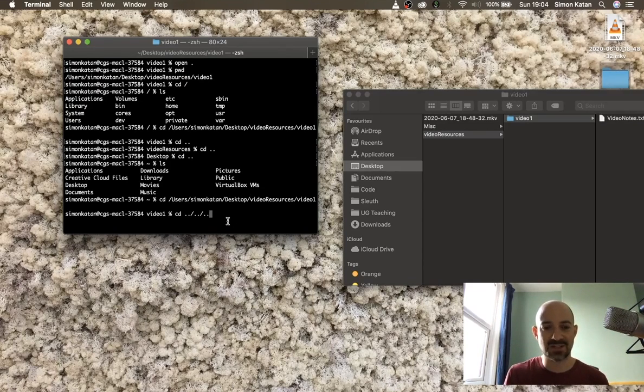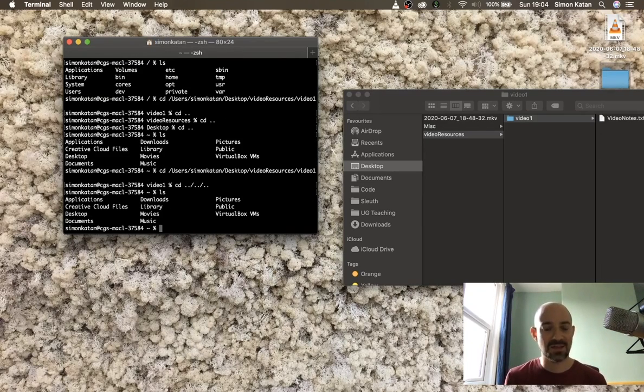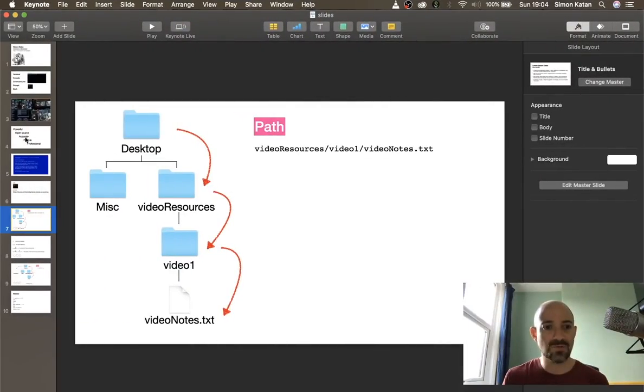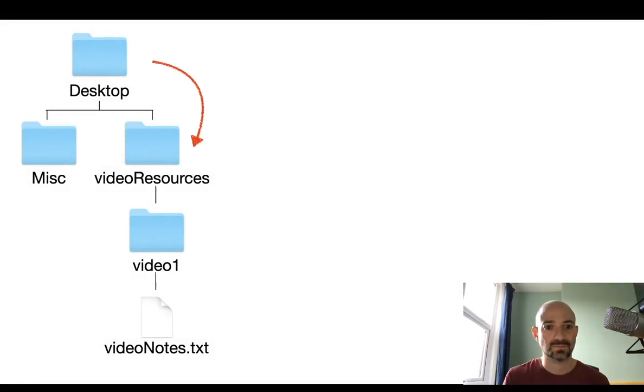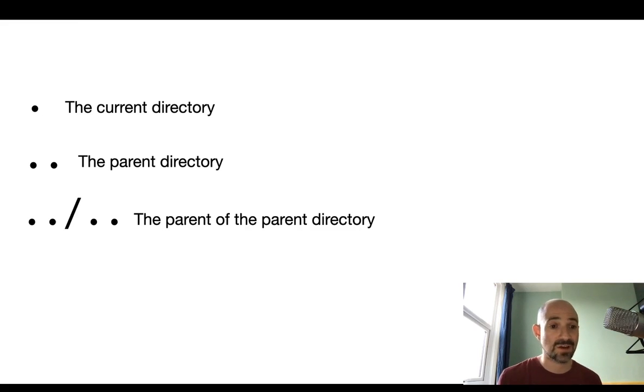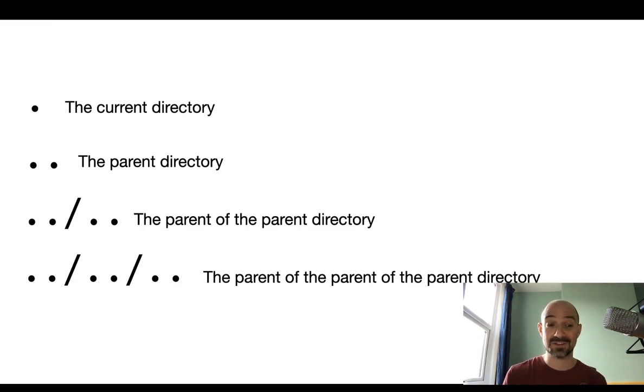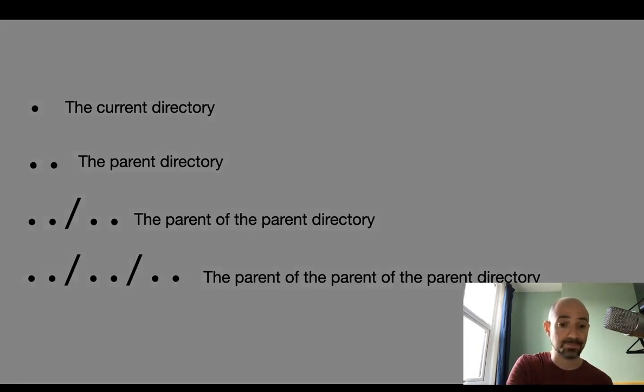cd double dot slash double dot slash double dot. And there we are in the home folder. So we can combine these different things together into paths. So just to review here, dot means the current directory, double dot means the parent directory, double dot slash double dot means the parent of the parent, and double dot slash double dot slash double dot means the parent of the parent of the parent. And this thing can go on forever, really.